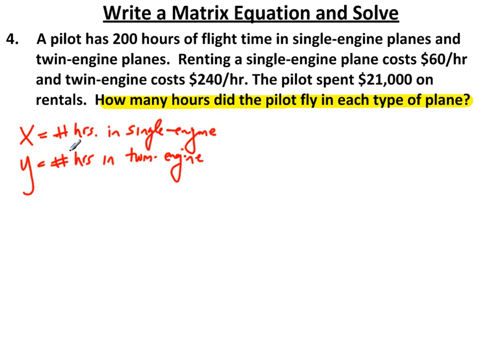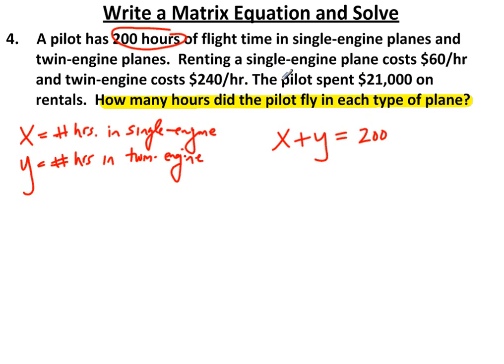So now that I have this, I can write my two equations. The first total I see is 200 hours. Well, hours comes from hours of the single engine plus hours of the twin engine. So it's just x plus y equals 200. And putting these units helps you understand it's x plus y.